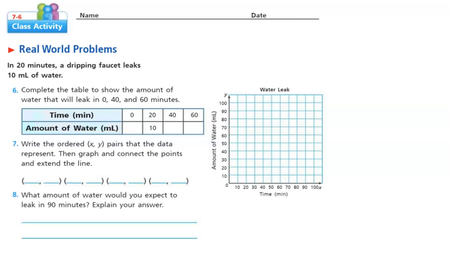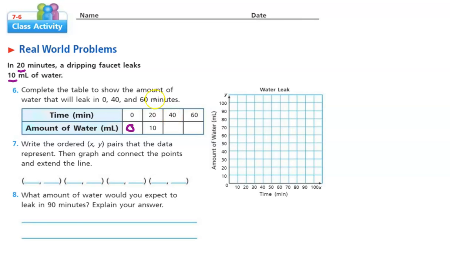Okay, on the next page, it's got some real world problems here for us to solve. And it's telling you about a drippy faucet. It's a very annoying sound. So it says in 20 minutes, a dripping faucet could leak 10 milliliters of water. So it wants you to complete the table to show the amount of water it would leak in 0 minutes, 40 minutes, and 60 minutes. So again, we know that in 20 minutes, it leaked 10. So we can assume that every 20 minutes, it's going to leak another 10 milliliters. But this first one is definitely trying to trick you a little bit. If no time has passed, how many milliliters of water have spilled? That would be no milliliters of water. So that's going to be a 0.